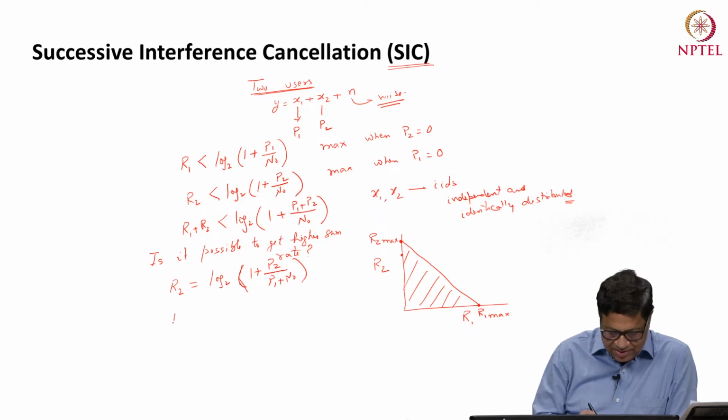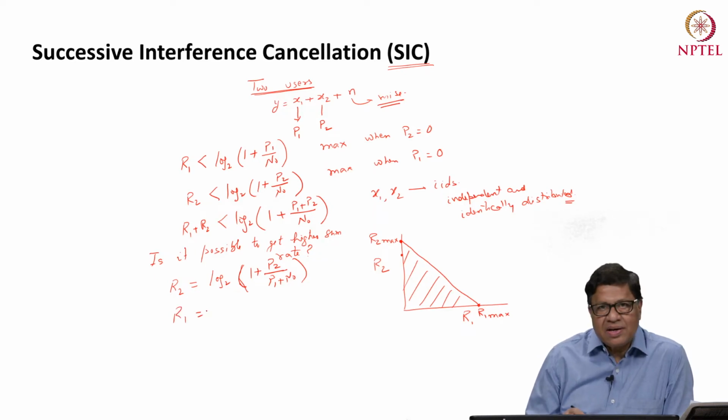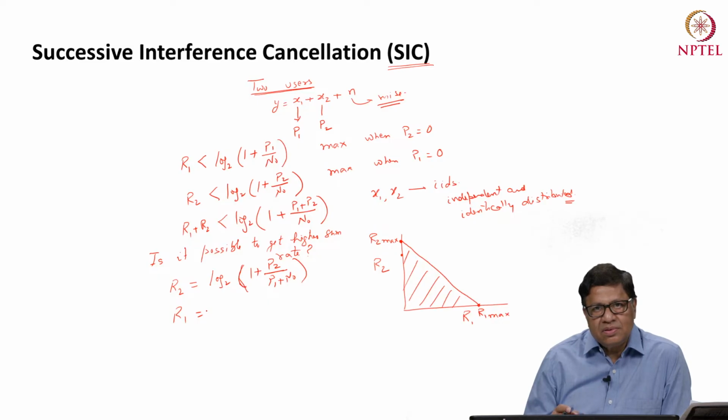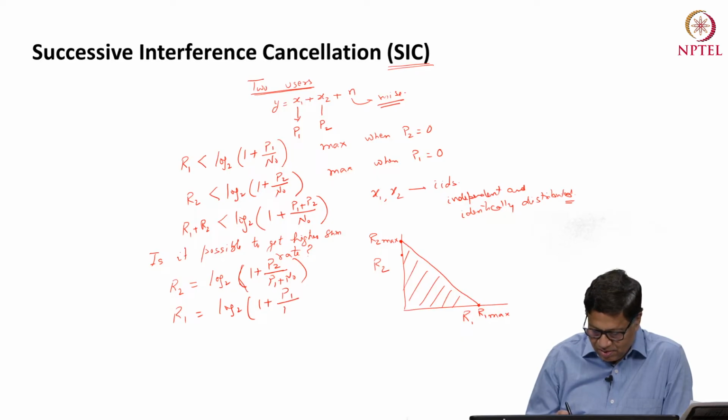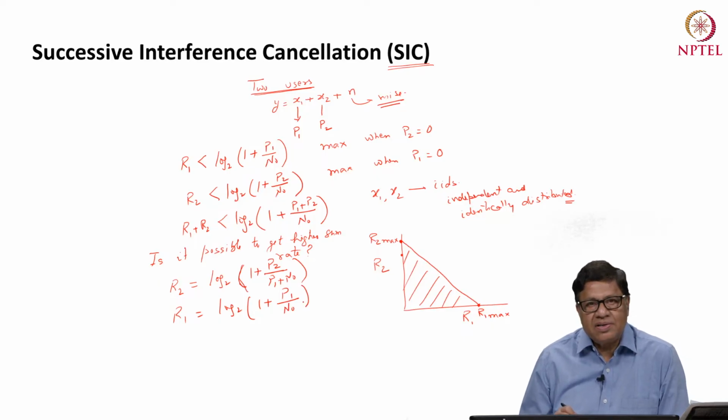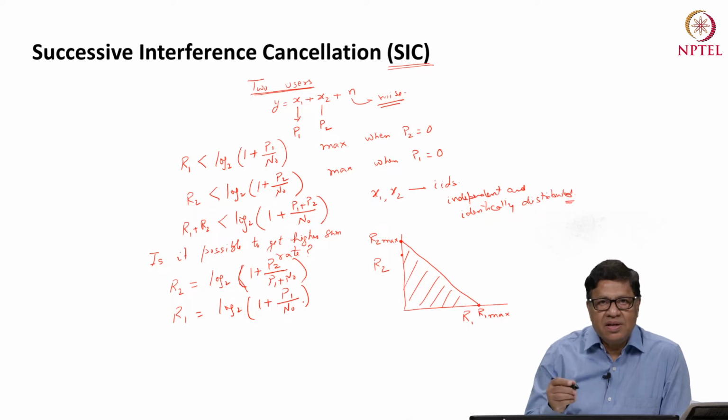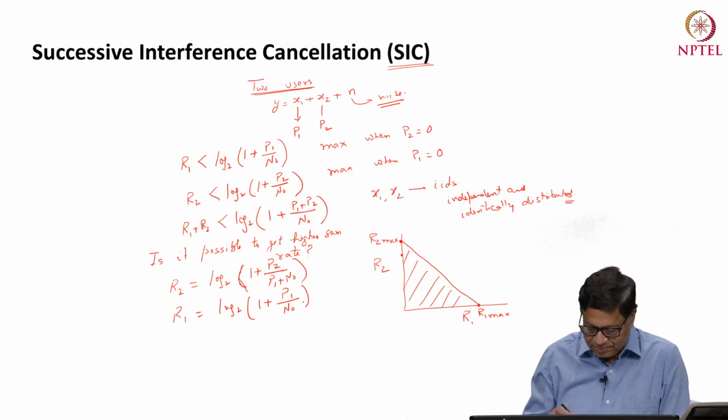And similarly, if I see R1, once I have detected P2, I subtract it from the signal, and I am left with only the signal of user 1. So R1 will be log 2 (1 plus P1 over N naught), because P2 has already been subtracted. That is the basic principle of successive interference cancellation. You detect the highest power signal, and after it is detected, you subtract it from the rest of the signal, and then this cycle goes on.